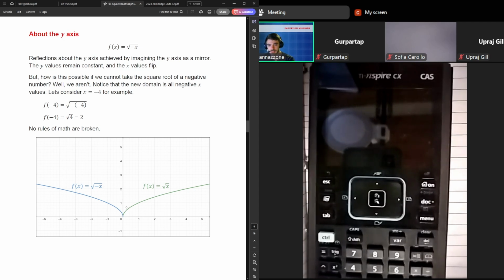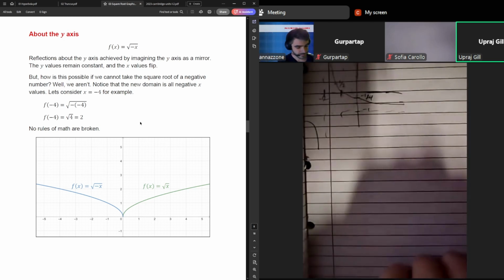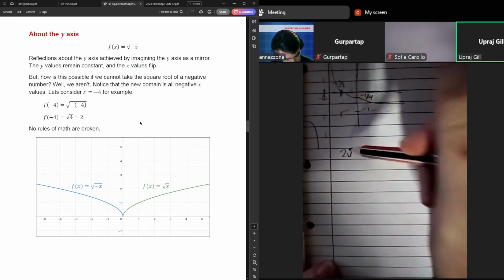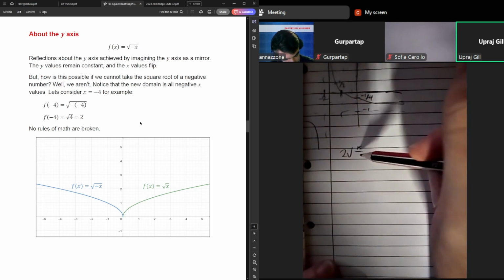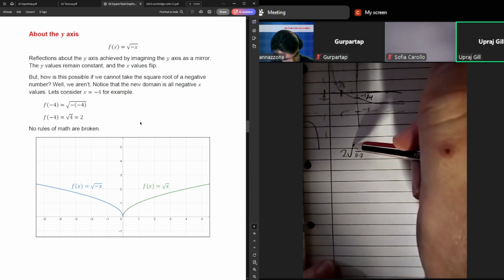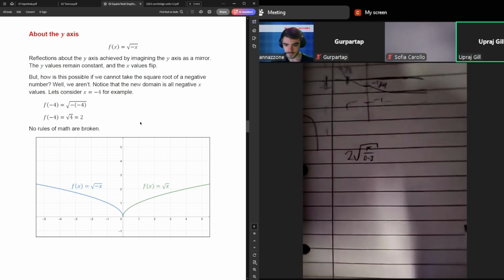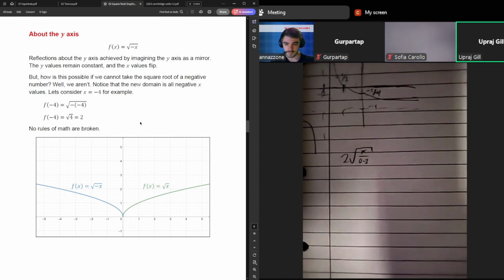Do I need to clarify that any more? Hop off mute or leave a comment. Chris, yep. When you state the dilations, right? What if you have both the A dilation and the B dilation? Like, let's say you had 2 out the front of the square root, and then inside of it you had x over 0.2. How would you figure out how much is dilated? Because both are going to be stretching along the x-axis.